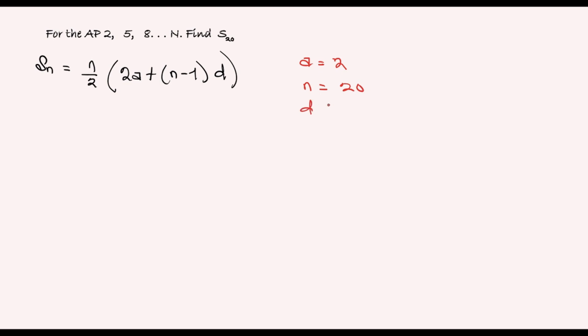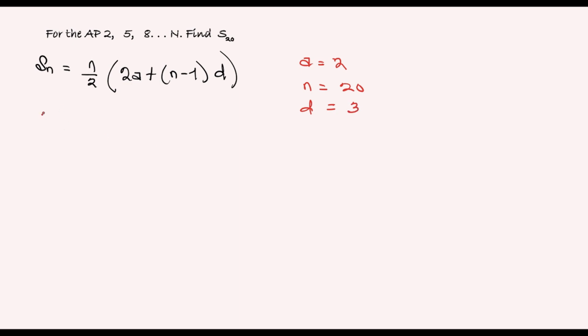So our second example says, for the arithmetic progression 2, 5, 8 up until term n, find the series of the first 20 elements. So we have that Sn is equal to n over 2 into (2a plus (n minus 1)d). So our first term here, a, is equal to 2. We have that our n is equal to 20, and our d here is 5 minus 2, which is 3. So our d here is 3.